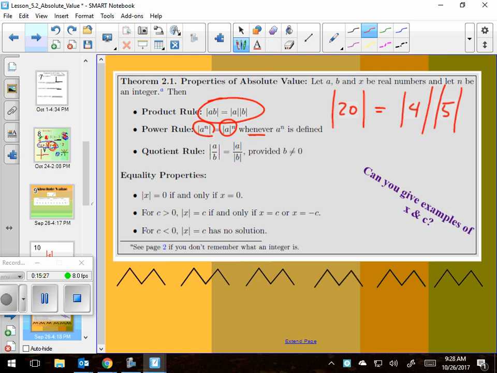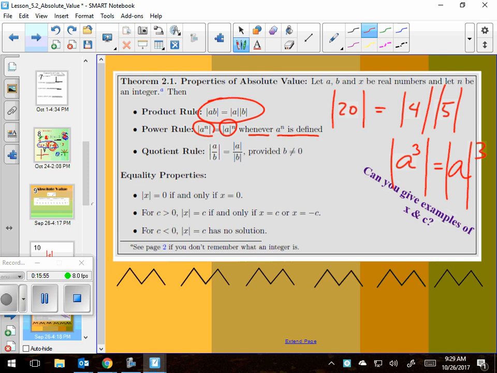And it throws in this little "whenever that's defined." Why? Because if they're asking you to do something impossible, it still won't work. So in other words, this kind of thing, a to the third, would equal the absolute value of a to the third, unless a is not possible. If a is some weird impossible thing, like what? Like i.